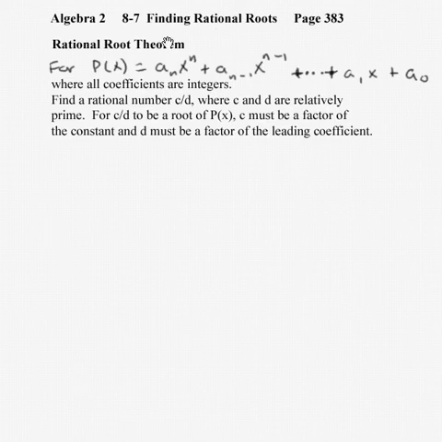In section 7, finding rational roots, we're going to put everything together that we've learned so far, and in this case we need to find all the roots. To help us with that, we'll need something called the rational root theorem.